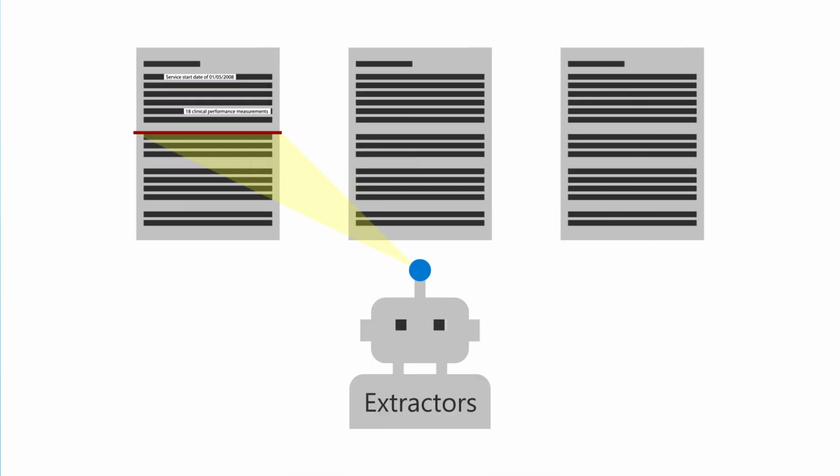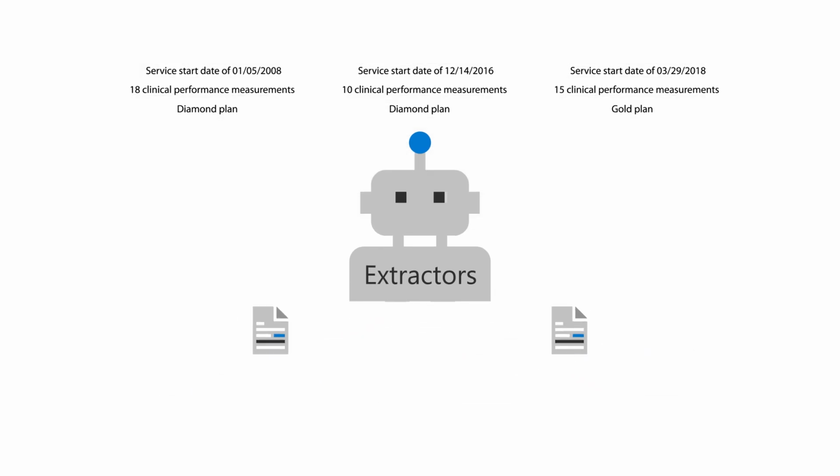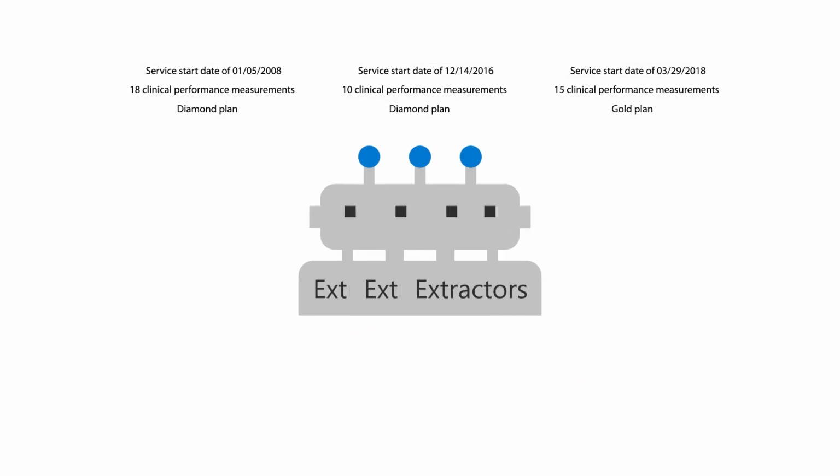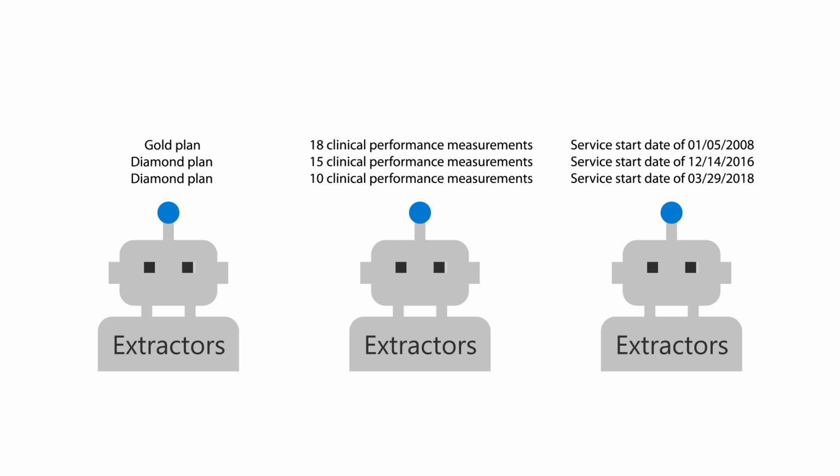Extractors help your model find and pull additional information from the files that your model has identified. You can train an extractor by using the files you imported in your training set. First, you need to create an extractor for each entity or element of information that you want to extract.